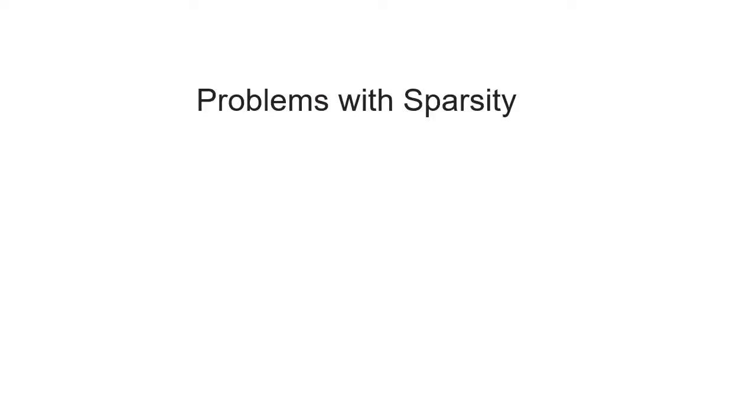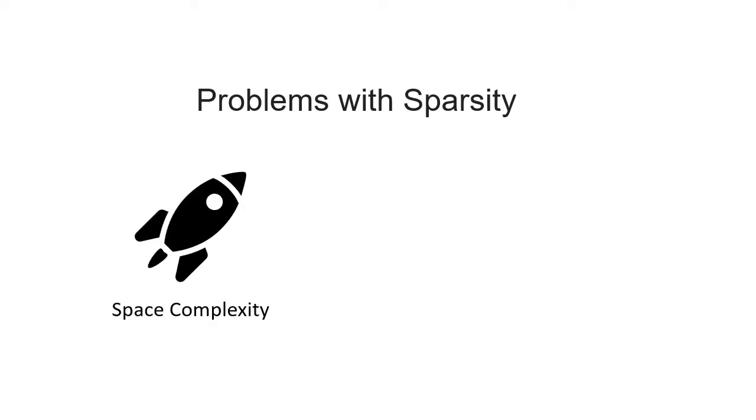Hello and welcome back. Let's continue talking about sparsity. So we have two big problems with sparsity: space complexity and time complexity. Let's talk about space complexity. Very large matrices require a lot of memory, and some very large matrices that we wish to work with are sparse. An example of a very large matrix that is too large to be stored in memory is a link matrix that shows the links from one website to another.